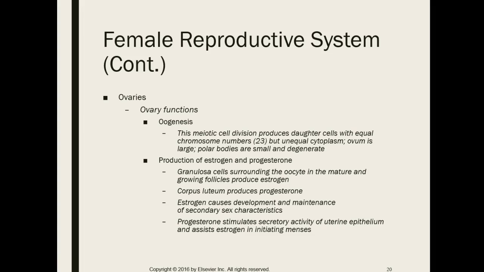It's also going to play a role in the production of estrogen and progesterone. So that granulosa cell, which surrounds the oocyte in the mature follicle, produces estrogen. The corpus luteum, so that follicle after the oocyte has been released, is going to produce progesterone, which is going to stimulate the secretory activity of the uterine epithelium and assist the estrogen in initiating menses. Estrogen itself is going to be responsible for the development and maintenance of secondary sex characteristics.